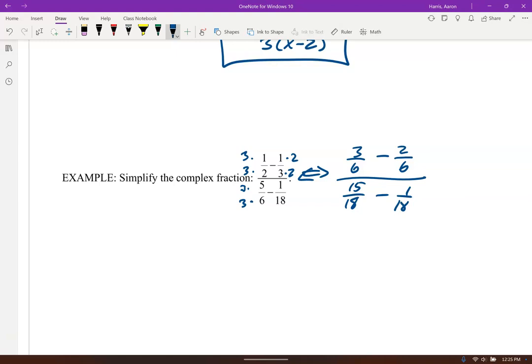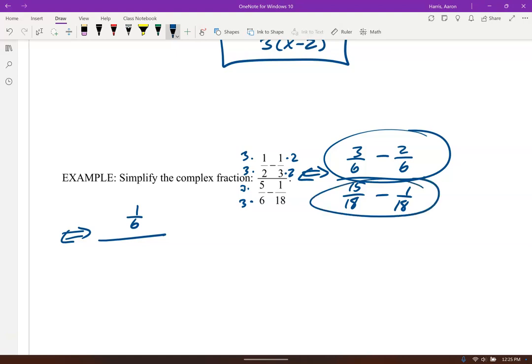So I have 15/18 minus 1/18. And so what we have is 3/6 minus 2/6. I got 1/6. Now I got one fraction on the top. 15/18 minus 1/18, 15 minus 1, I got 14/18. So I have 1/6 over, and I'm going to go ahead and reduce 14/18, both going by 2, so that's 7 over 9. And so now I have a complex fraction, so I'm going to go ahead and multiply by the reciprocal, 9 over 7.